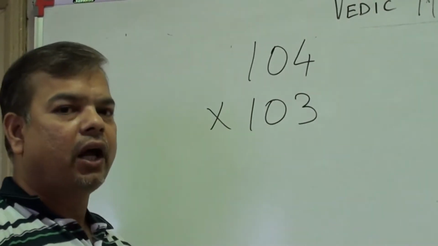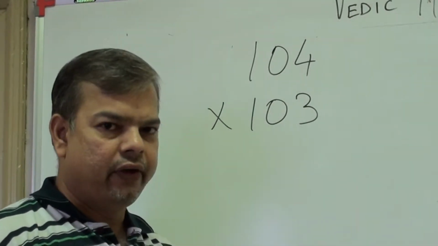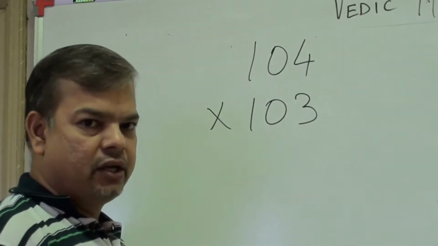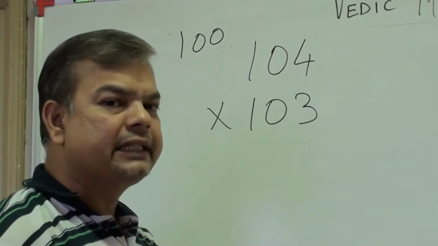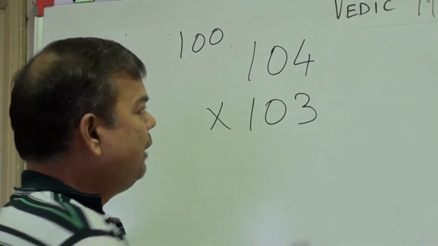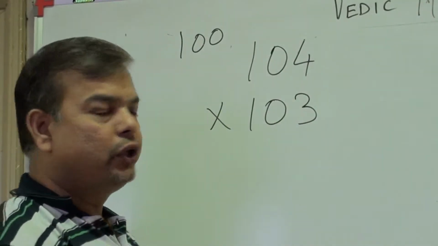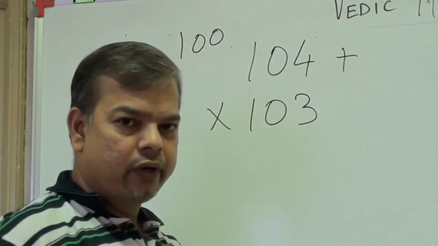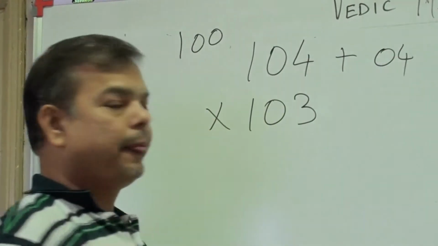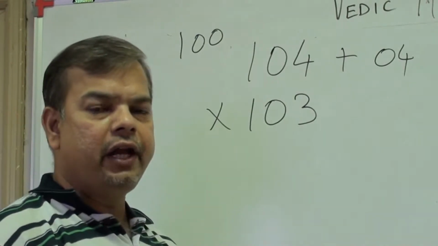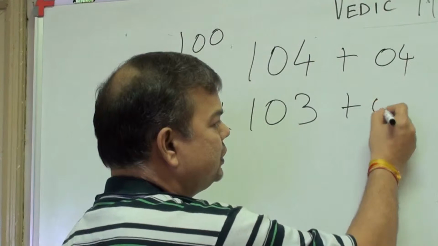So in this case, the first thing we will see is whether both the numbers are close to 100. We can see yes. So I can select base as 100. If I select base as 100, I have to find the difference. So subtract 100 from 104. You will get 4. But instead of writing 4, I will write 04. Similarly, 103 minus 100, you will get 3. So I will write here 03.